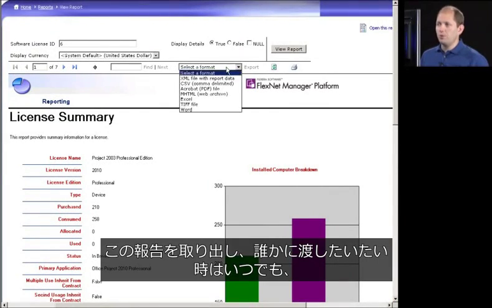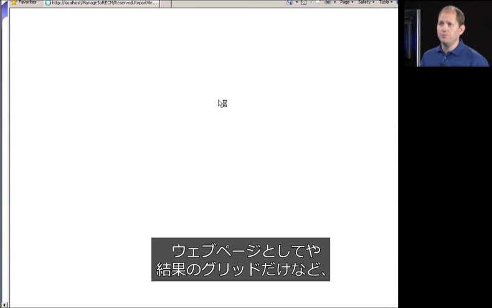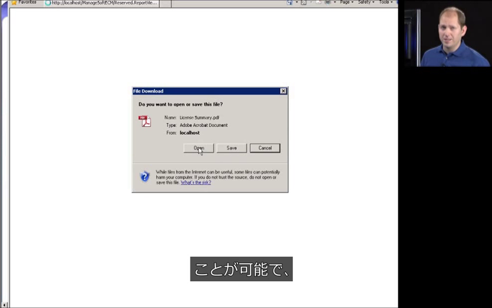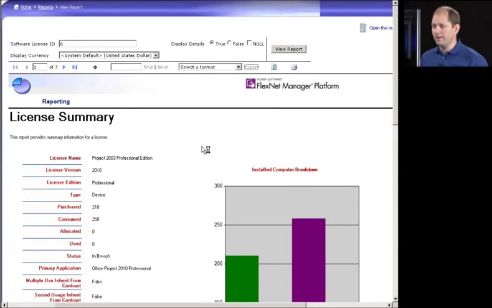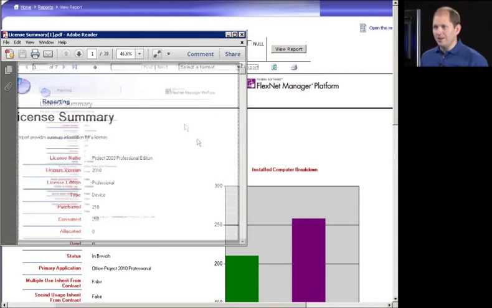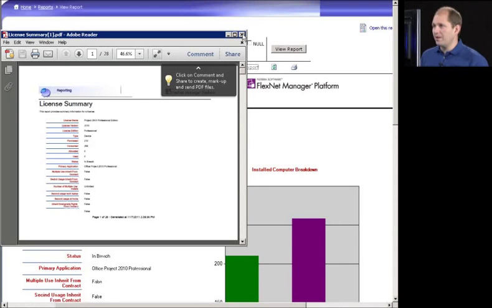And if at any time you wanted to take this report and give it to someone else, we can quickly make a PDF from that report straight away from the system, or we could use some other way of representing the data. You might take it as a web page, or you might just want the grid of results, and we can do that as well. And there's the PDF of that document.